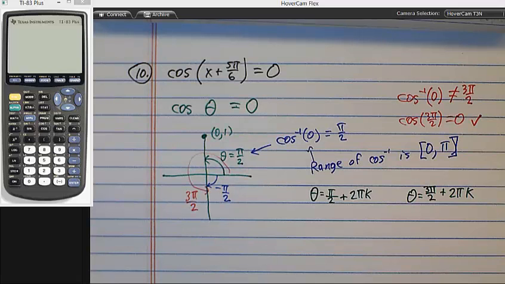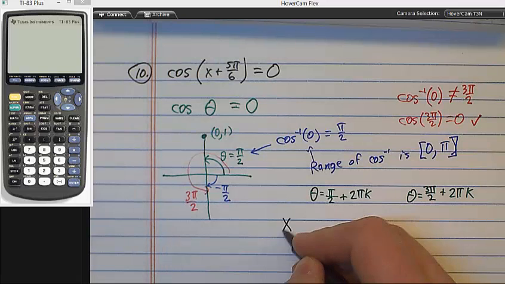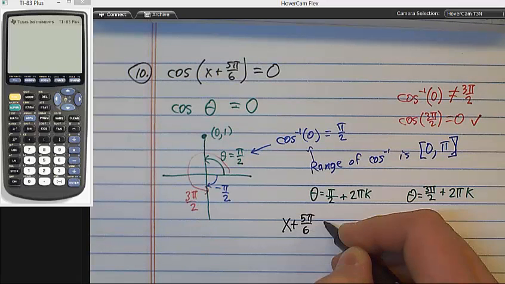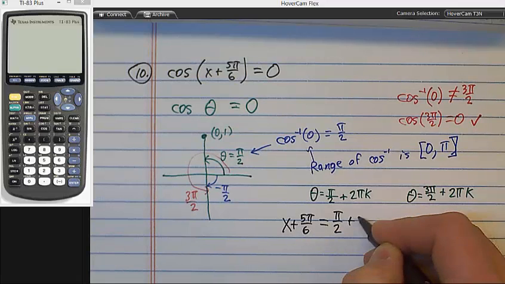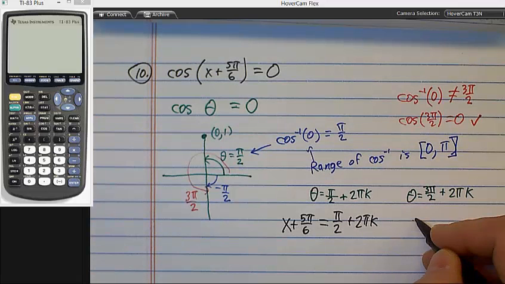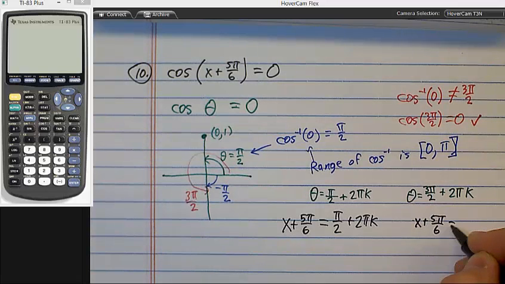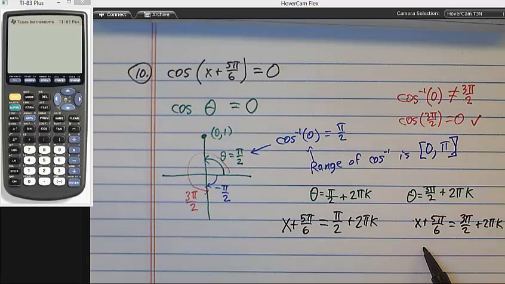So, the last thing I'm going to say is, we're not solving for theta. What are we solving for? X. And what I have so far is that x plus 5 pi over 6 equals pi over 2 plus 2 pi k. Or I have x plus 5 pi over 6 is 3 pi over 2 plus 2 pi k. So how am I going to get values of x that work? I'm going to do a little algebra. Guess what I'm going to do to both sides of the equation? Subtract what? 5 pi over 6.